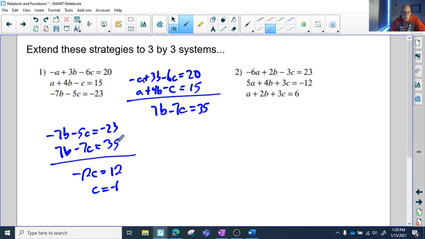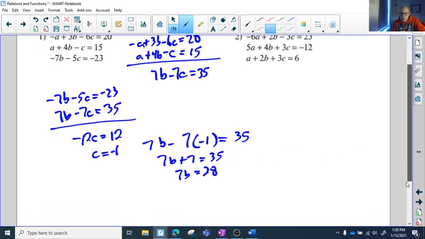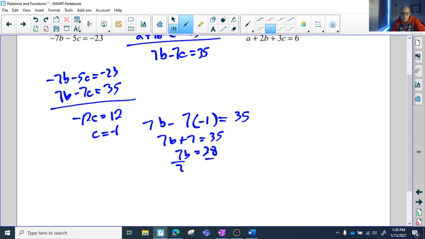Pick one of these equations involving b and c, either this one or this one. I'll take the bottom one just because it doesn't have as many negatives in it. So 7b take away 7c has to equal 35. Now c is negative 1, so this is really plus 7, so 7b plus 7 is equal to 35. I'm going to have to subtract 7 from both sides, so 7b is 28. Divide both sides by 7. b has to equal 4.